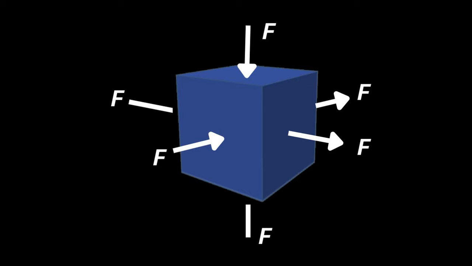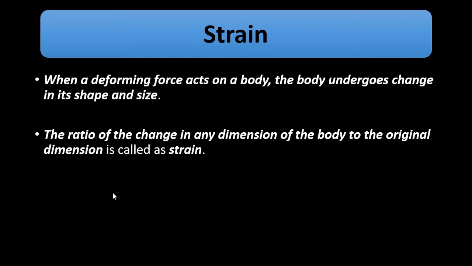So this response, the effect of stress on the body, is called strain. When an external deforming force acts on a body, the body undergoes change in its shape and size. That change in shape and size can be increase or decrease of length, increase or decrease of volume, bending of the material, which is measured in terms of angle. So this leads to change in the dimension of the body.